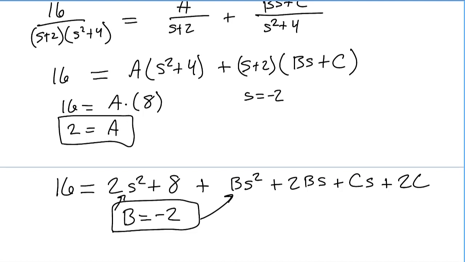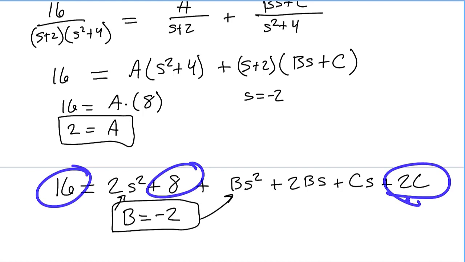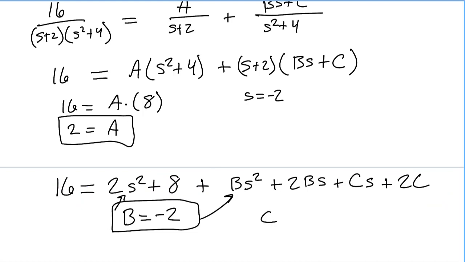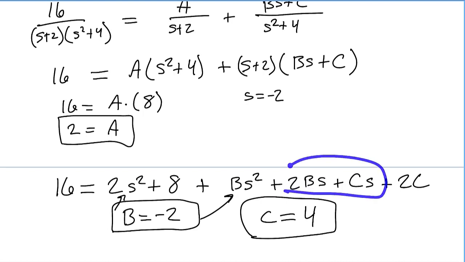And then we could look at a 16 and an 8 and a 2C. Those are all the constant terms. So C would have to be 4 so that 8 plus 8 is equal to, sorry, 16. C should be 4. And then these s terms should work out. If we did -4s plus 4s, that's 0 s's. So, yeah, okay.